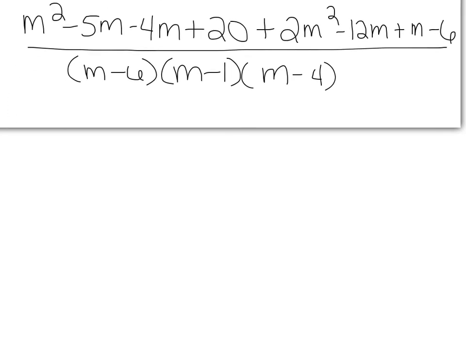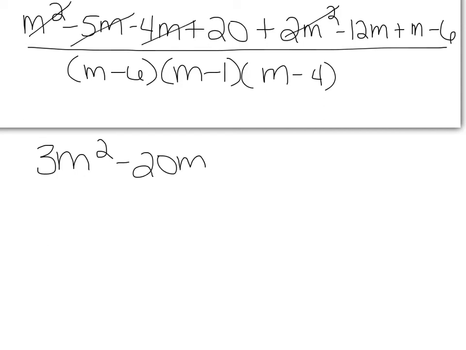Okay, combine your like terms. We've got m squared plus 2m squared is 3m squared. And then you've got negative 5m, negative 4m, negative 12m, and m. So negative 5 minus 4 is negative 9, minus 12 is negative 21, plus 1 is negative 20.